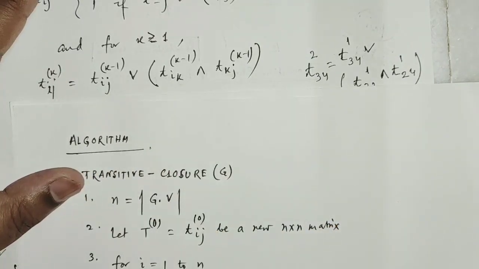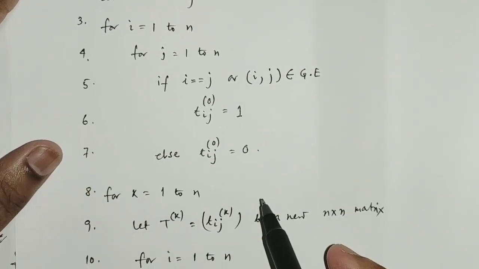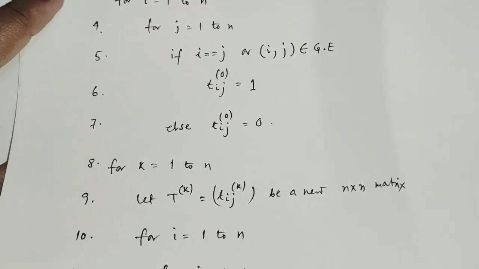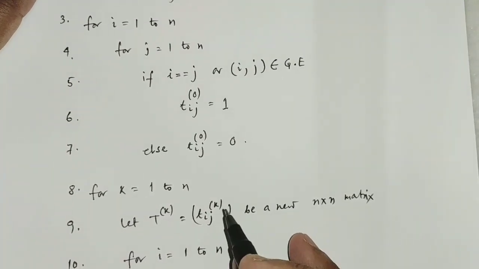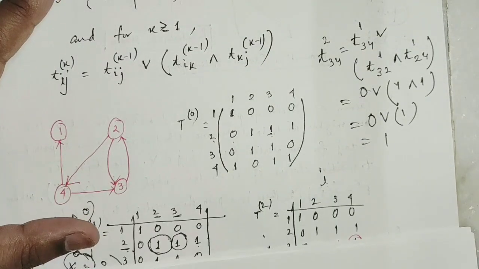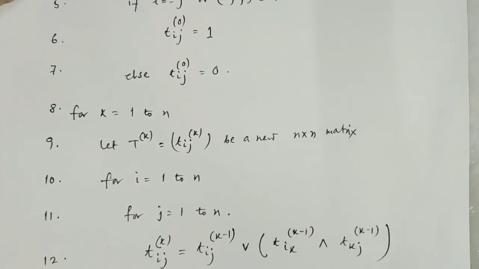Then recapitulate again Floyd-Warshall with K, I and J. The same type of formula is written: K equals 1 to N. For each K you are checking. Let T of K equal Tij using K be a new N cross N matrix. So that is T1, then T2, T3 and T4 using K as the value. For I equals 1 to N, it is nested under that.